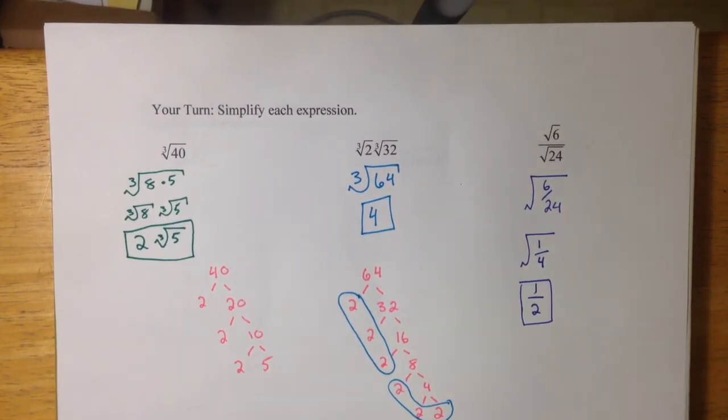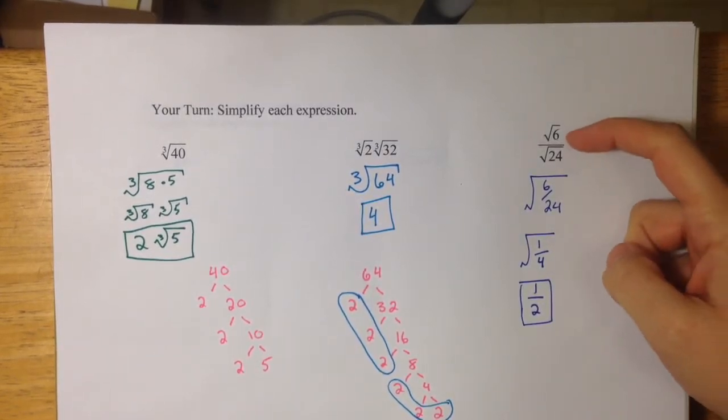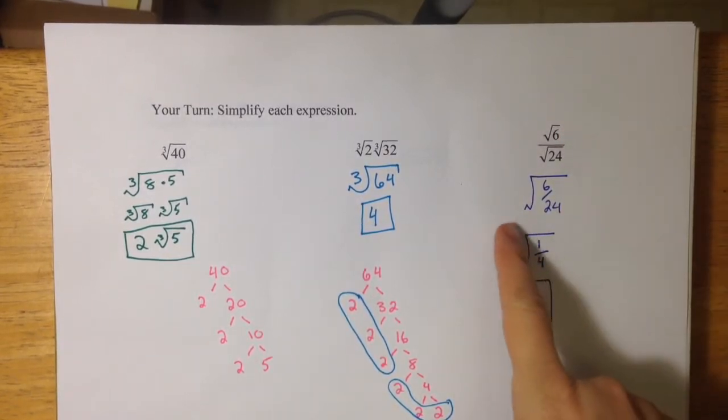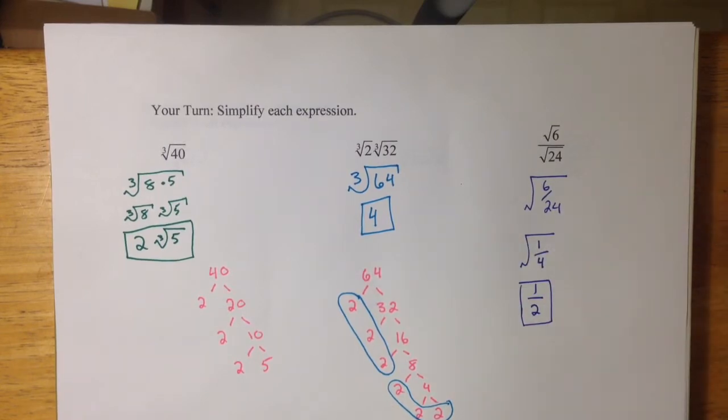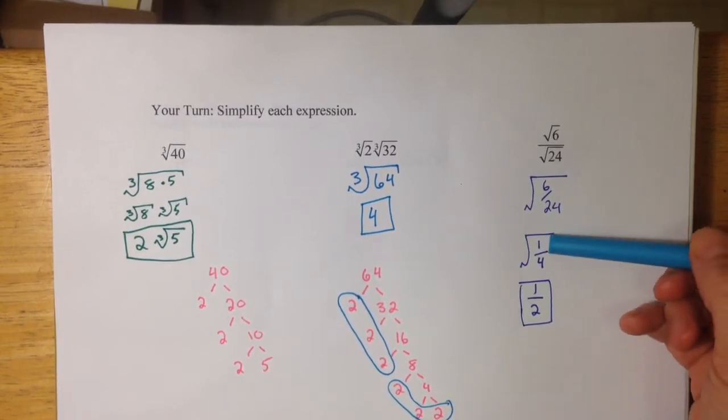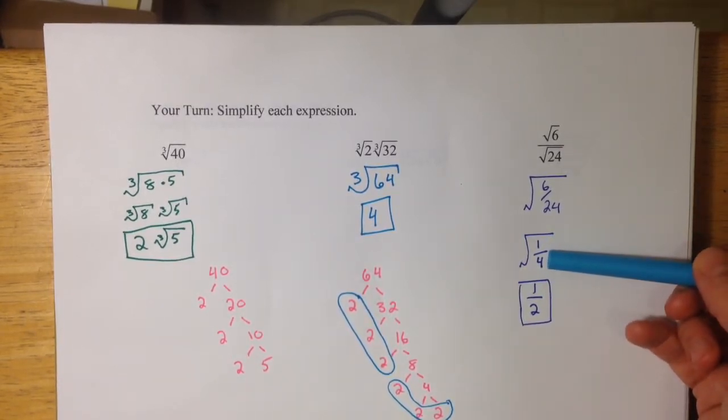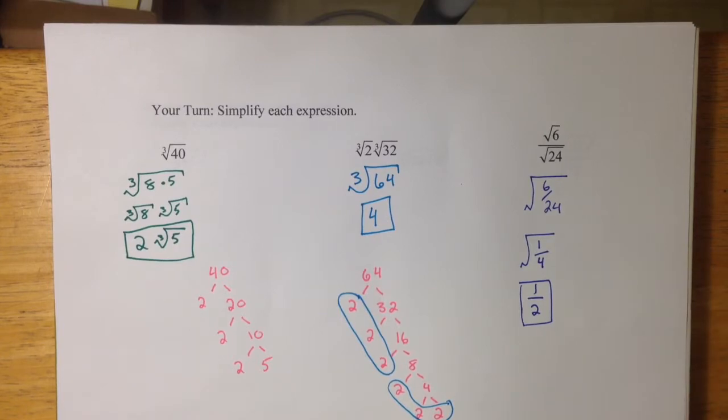Our last problem was the square root of 6 over the square root of 24. On this one, I pushed the two radicals together to get the square root of 6 over 24. And then I noticed that 6 over 24 can be reduced to be the square root of 1/4. The square root of 1/4 is 1/2, since 1/2 multiplied by itself is 1/4. Or you could notice that the square root of 1 is 1 and the square root of 4 is 2. That'll get you to the same place every time.